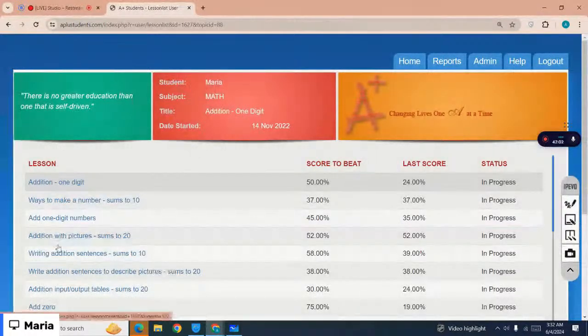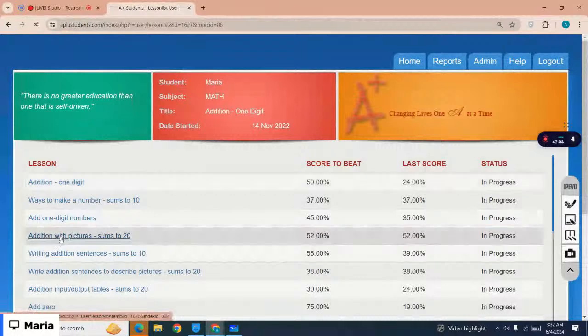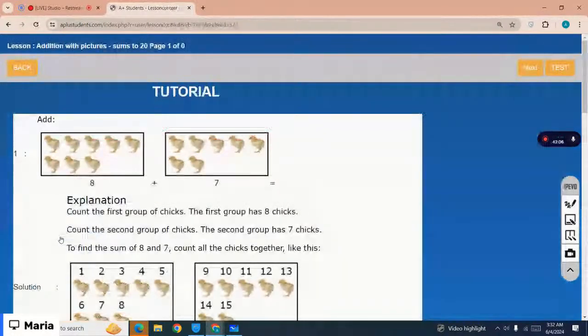The next lesson is addition with pictures, sums up to 20. Okay, you have to add. That's exactly the first lesson we did today. You have to add 8 plus 7 equals.